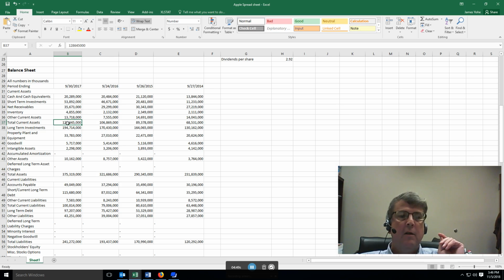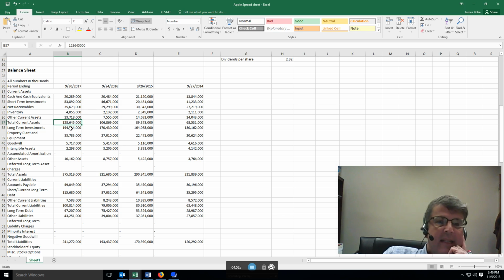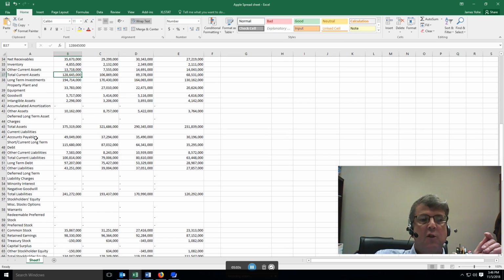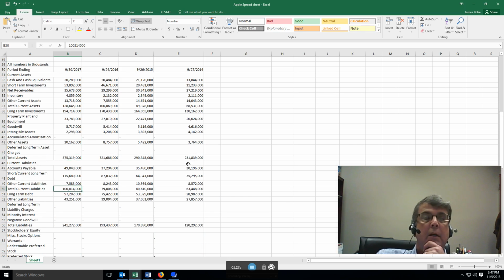You take that number and you divide it by their current liabilities. Liabilities are things that you owe to other people. So if you look here at current liabilities, we've got accounts payable. Those are usually accounts that you have to pay in less than a year, usually to your suppliers. I've got short and current long-term debt, which is long-term debt that has less than a year until payoff. Then other current liabilities, and then my total current liabilities, which were $100,814,000,000.